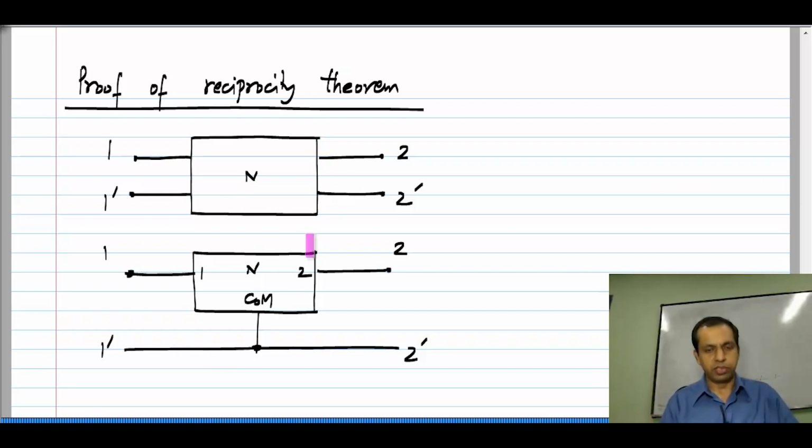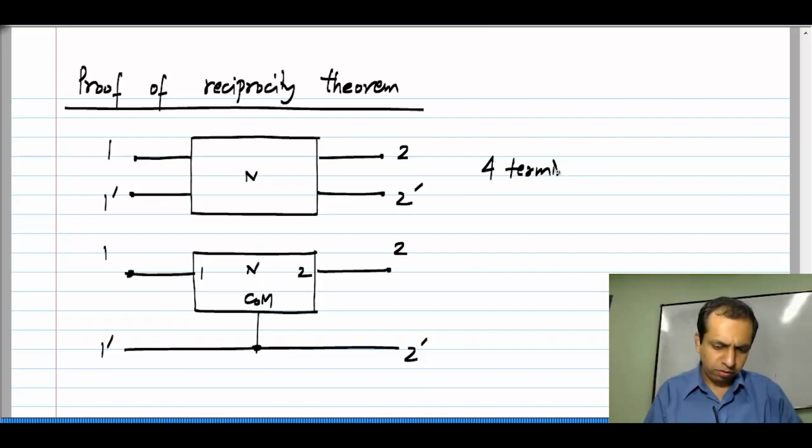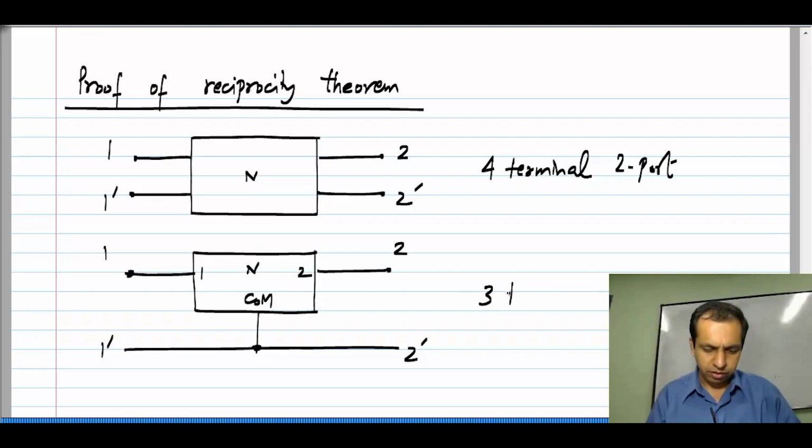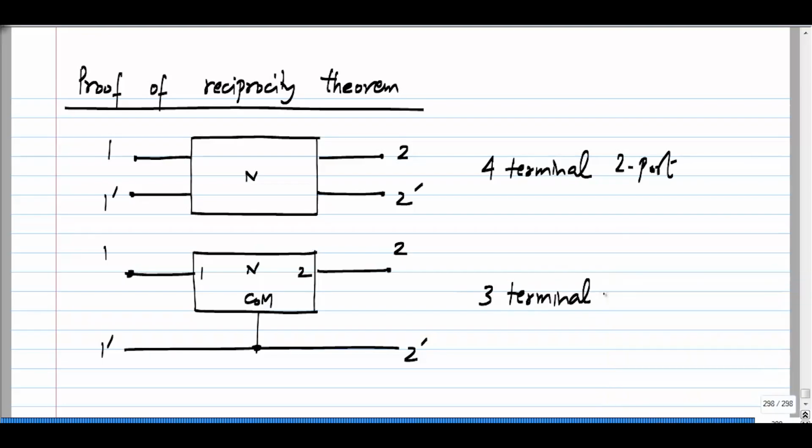Now, this is a more general representation, but a number of two port networks fall into this category. So, first I will take this type of two port network, prove reciprocity and then extend it to that one. Once we do it for this, it turns out to be trivial for the other case. It turns out to be a lot easier for this, given the kind of circuit analysis we have already studied. Now, this is known as a 4 terminal 2 port and this is known as a 3 terminal 2 port.